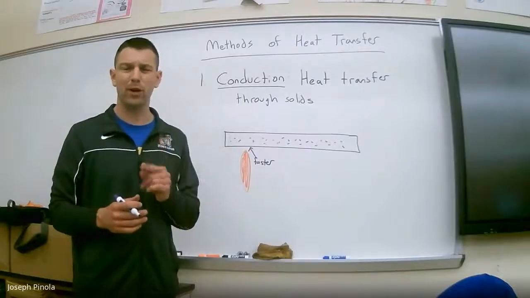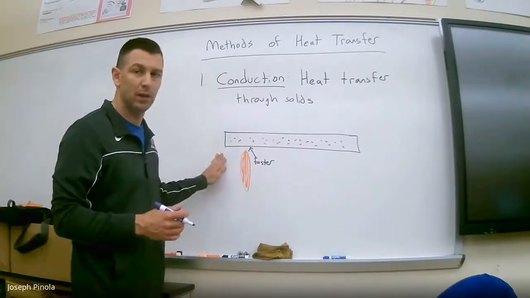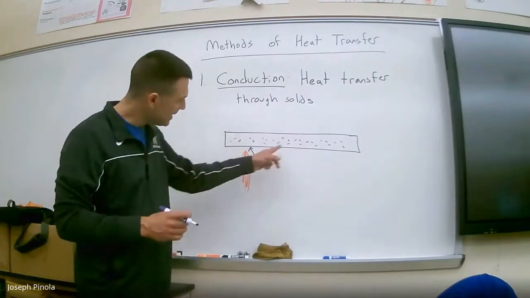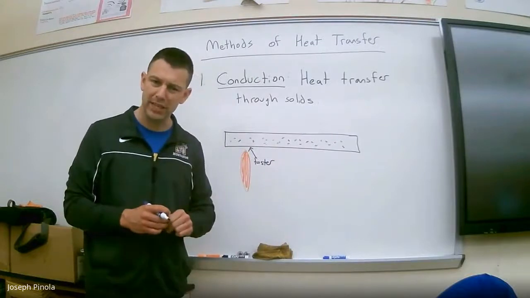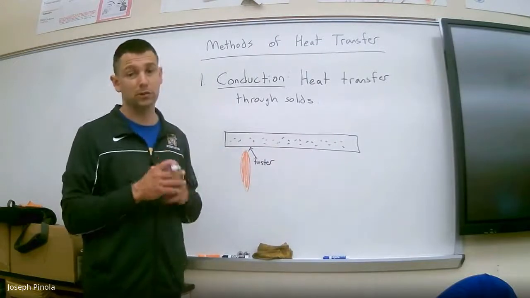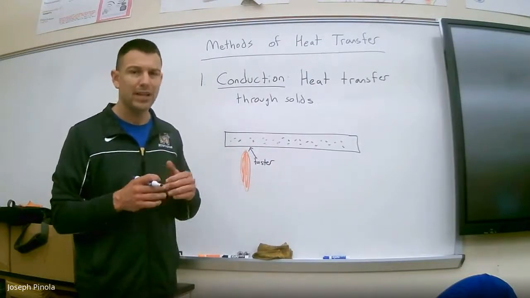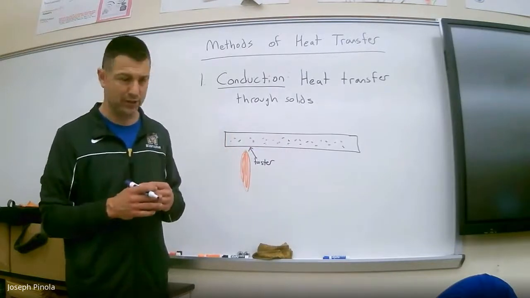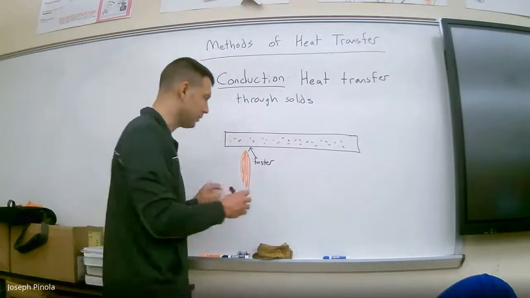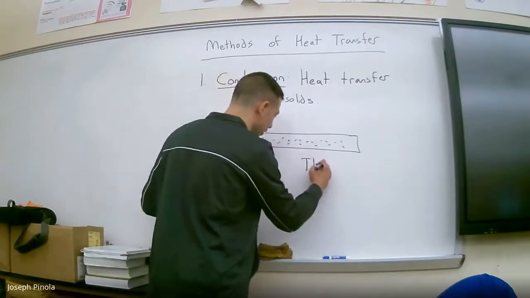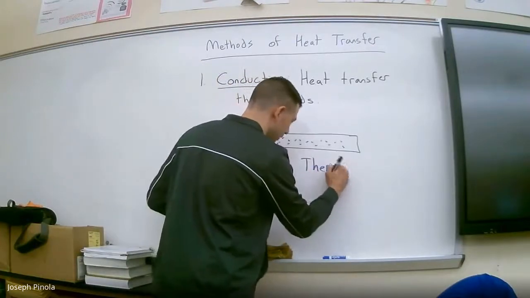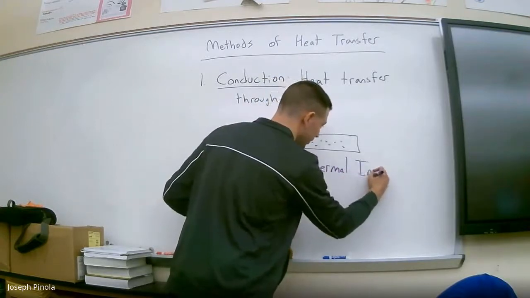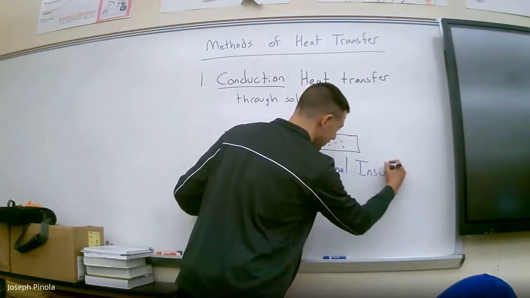But what if my rod was not made out of metal? What if it was made out of glass, let's say? Well, then heat might not make it all the way to the end. Sure, the particles will still vibrate faster, but something like glass doesn't have these same free electrons in there. And as a result, glass would not be considered a good thermal conductor. Instead, glass would be considered a good thermal insulator.